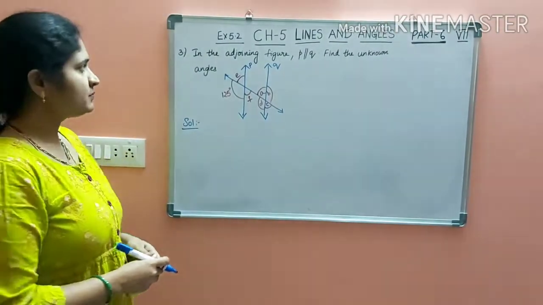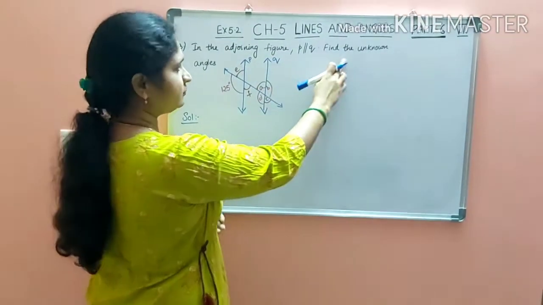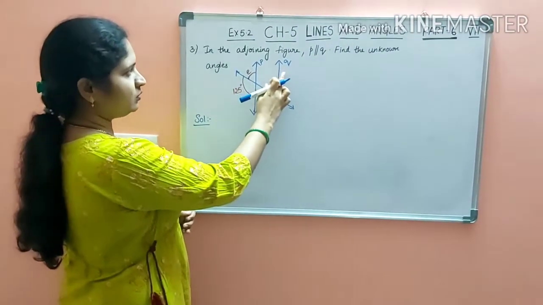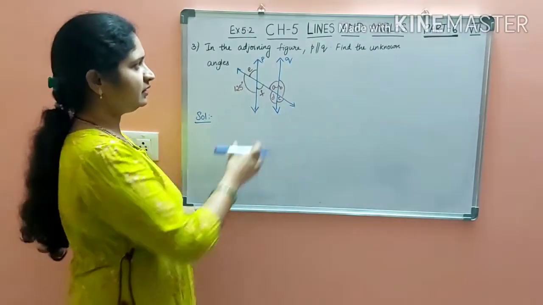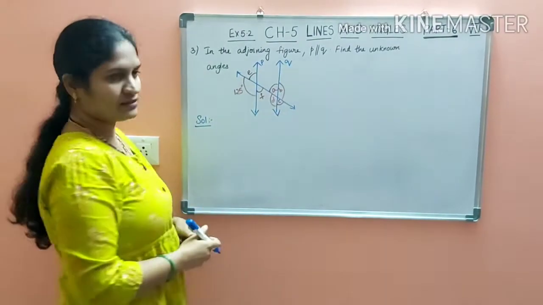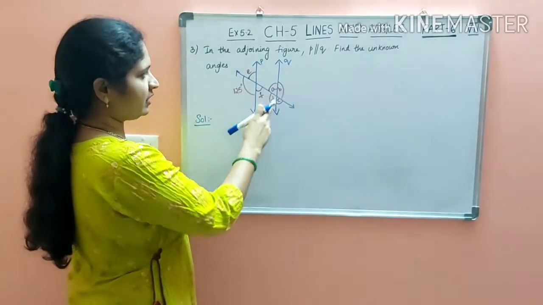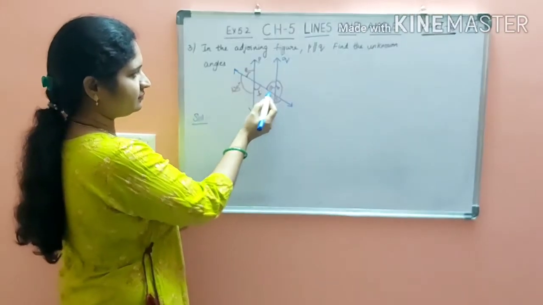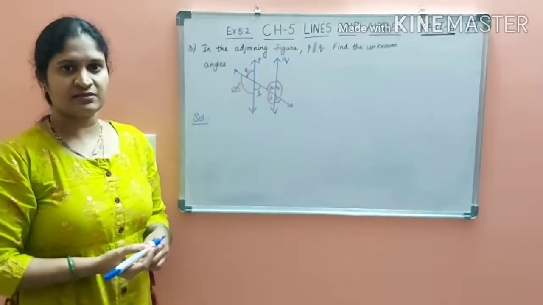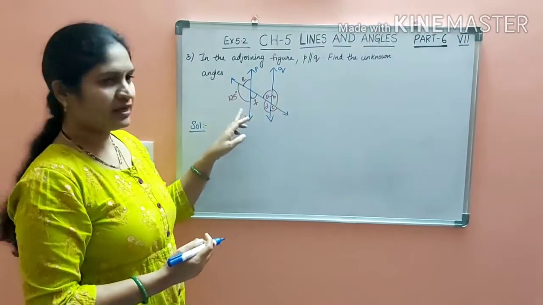Let us see the third problem, children. In the adjoining figure, P is parallel to Q. Find the unknown angles. See, children, here P and Q are parallel lines. Here they have given vertical parallel lines, and this is the transversal. As usual, 8 angles are formed here. They have given unknown angles here: E, F, A, B, C, D, and only one angle they have given as 125 degrees. Children, we have to find out these unknown angles.